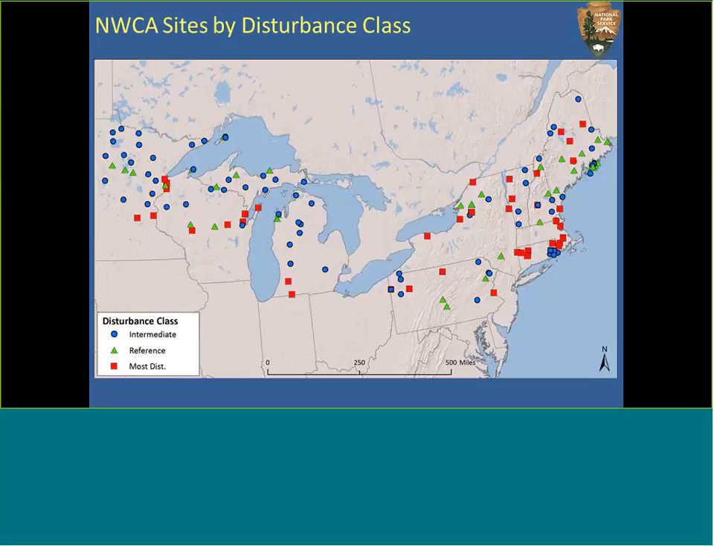Okay, so here are the NWCA sites by disturbance class. So the reference sites are the green triangles, most disturbed are the red squares, and then the intermediate are either probability sites that weren't determined to be most disturbed, or the reference sites or potential reference sites that had a stressor in the buffer.